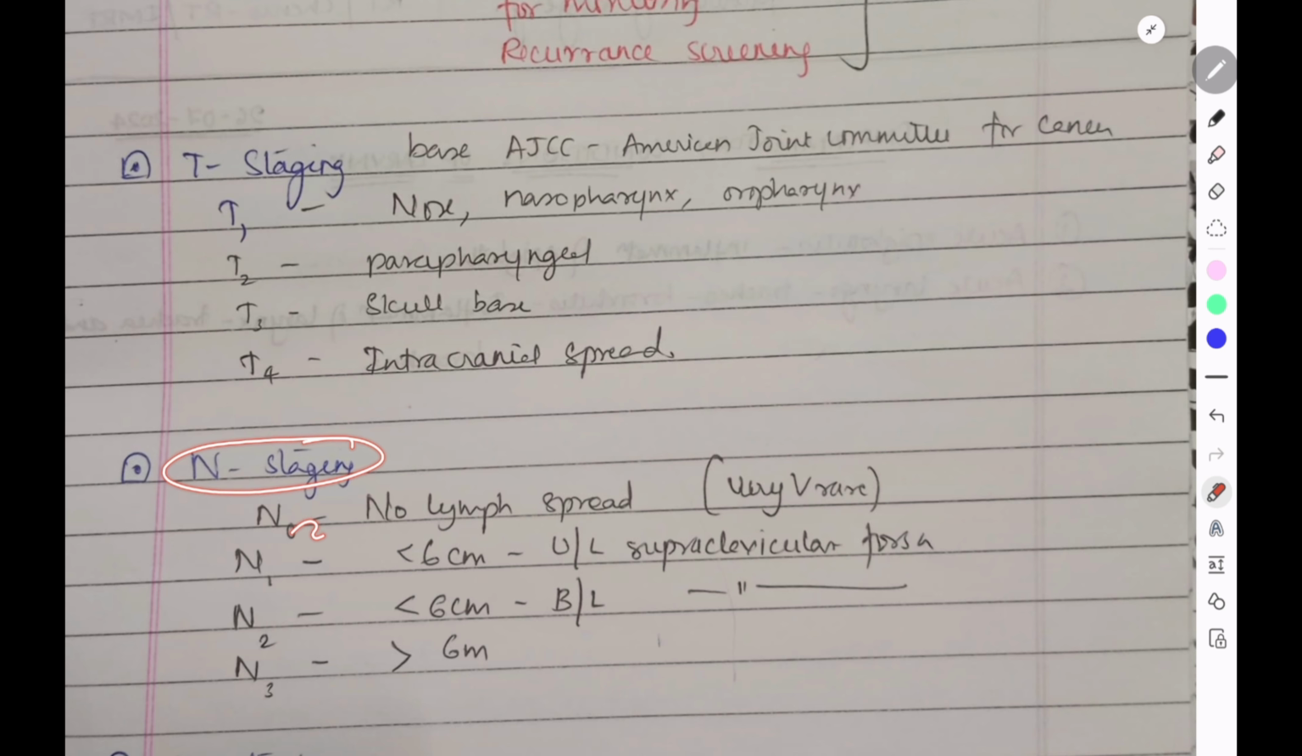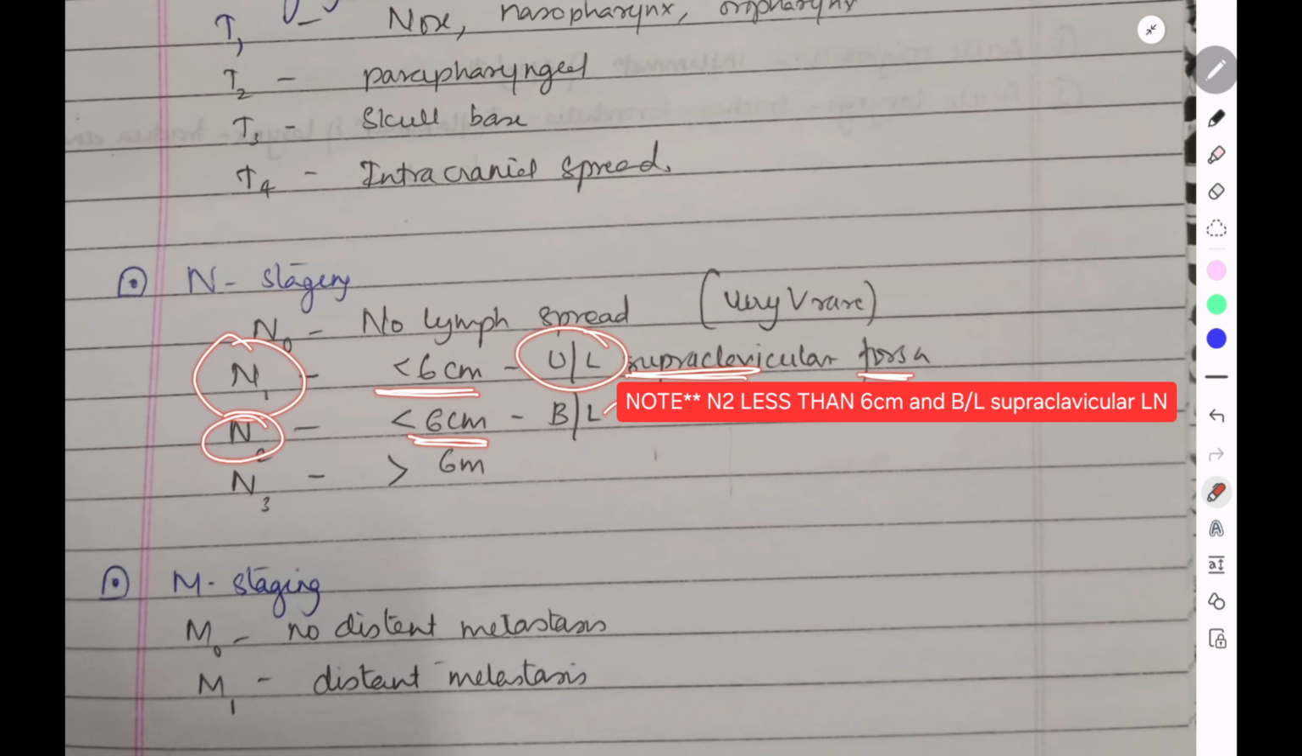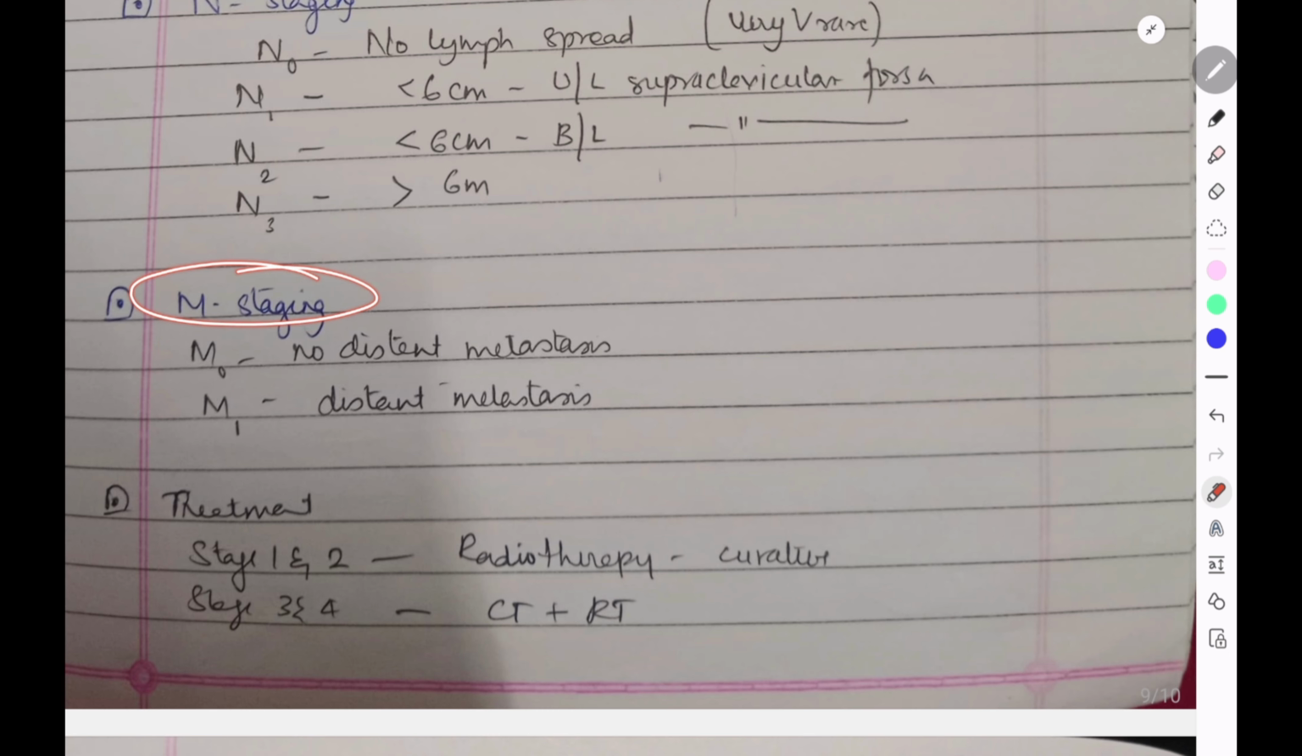Coming to N stage, we have N0, means no lymph node. Okay, and that is very rare because the hallmark feature is lymph node involvement. Then N1, less than 6 cm of unilateral supraclavicular lymph node involvement. N2, more than 6 cm and bilateral supraclavicular fossa lymph node involved. And N3 is more than 6 cm. Okay, coming to M staging, that is metastasis, we have M0, no distant metastasis, and M1, distant metastasis.